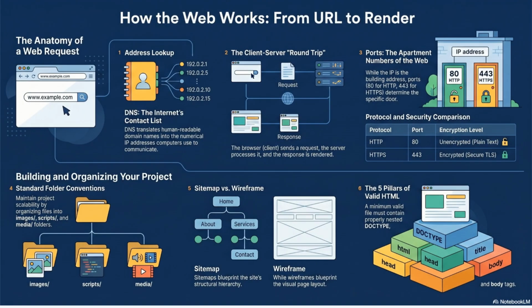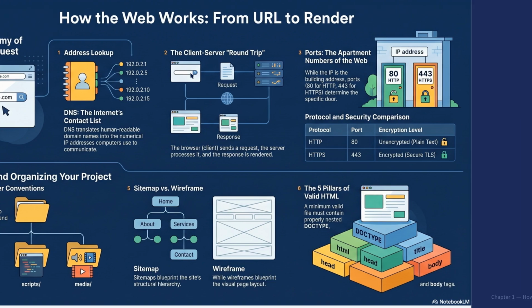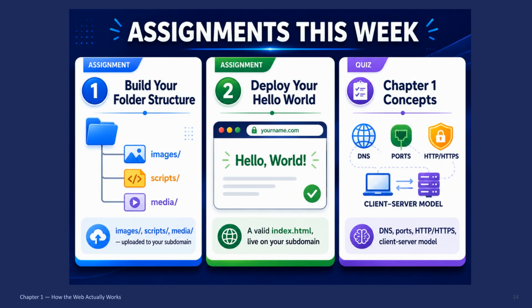This is the whole chapter compressed onto one slide. Good one to linger on before moving to assignments. Left to right, top row: DNS as the internet's contacts list, the client-server round trip, ports as apartment numbers with the HTTP/HTTPS comparison table. Bottom row: folder conventions, sitemap versus wireframes side by side, and the 5 pillars of valid HTML stacked as blocks. If a student can explain every box on this slide in their own words, they've got the whole chapter. 2 assignments and a quiz this week.